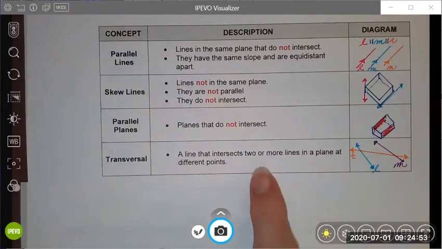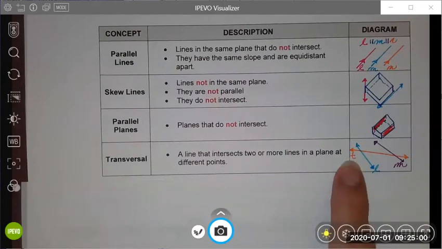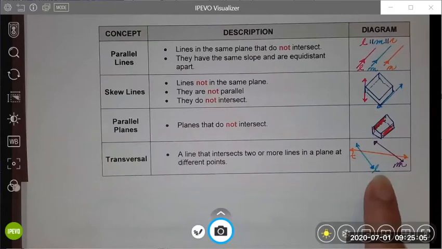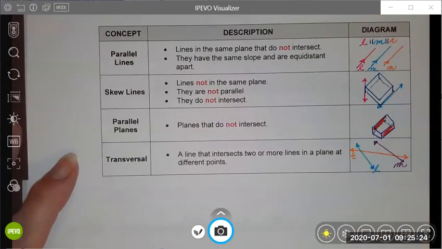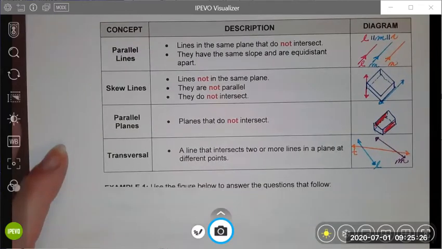The last thing I wanted to revisit was a transversal. A transversal is a line that intersects two or more lines in a plane at different points. I labeled my transversal T for transversal. And I have that transversal T is intersecting line L and line M at different points. Sometimes we will know that line L and M are parallel to each other, but we can't assume that. We need to be given some specific information about that because it changes the relationships between the angles.